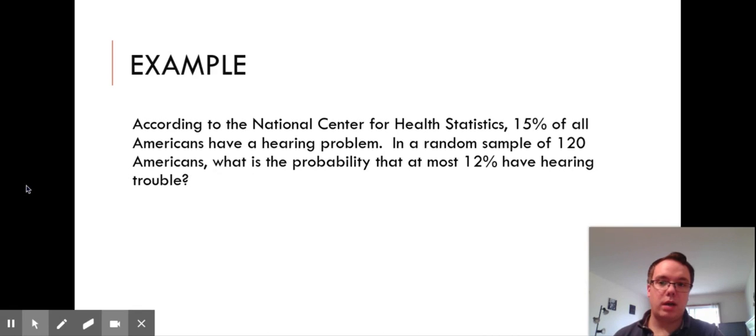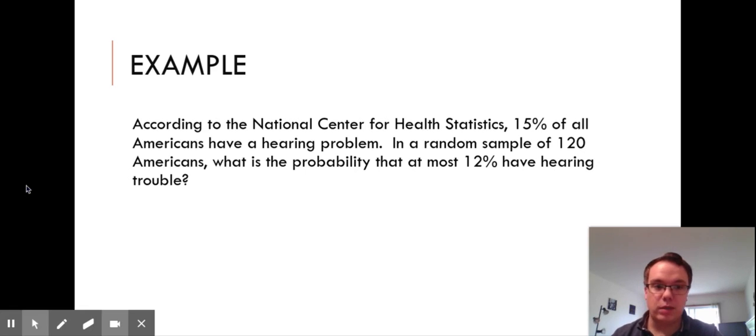So our example says, according to the National Center for Health Statistics, 15% of all Americans have a hearing problem. In a random sample of 120 Americans, what is the probability that at most 12% have hearing trouble? So since we're talking about all Americans here, and that population is over 300 million, we can easily assume that if we take our 15% times our 300 million, it will be way over 10. So we know that this is approximately normal.